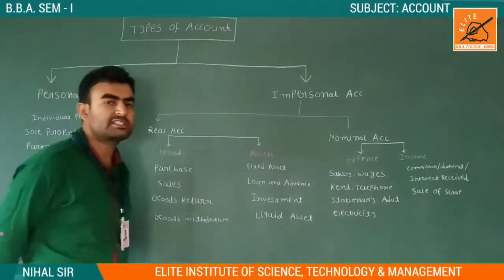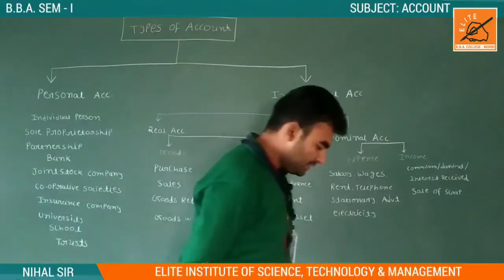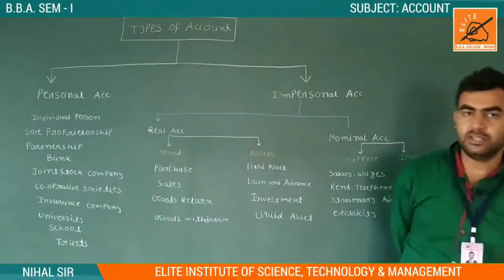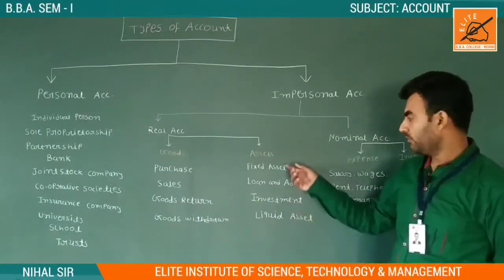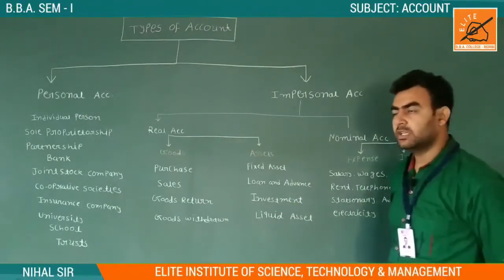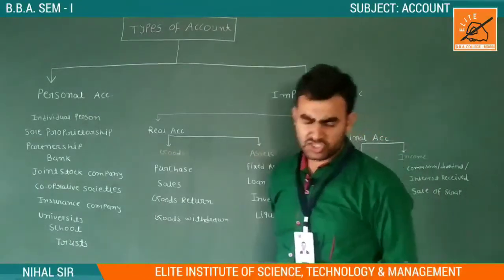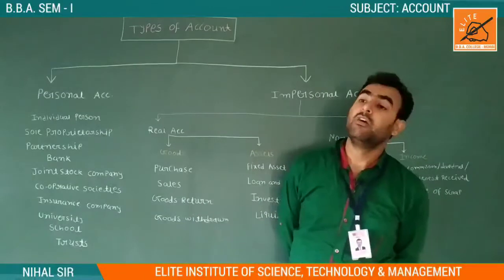Now we are discussing assets. In assets, we consider things which a company owns. First is fixed assets, like land, building, stationery. Not stationery, furniture.